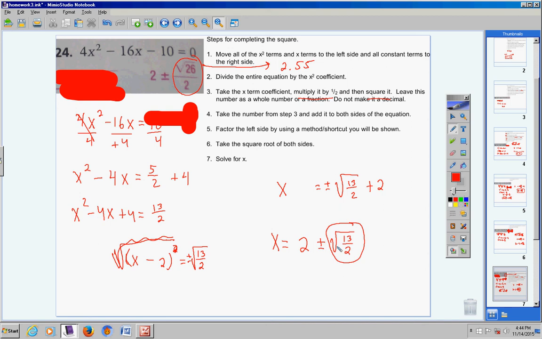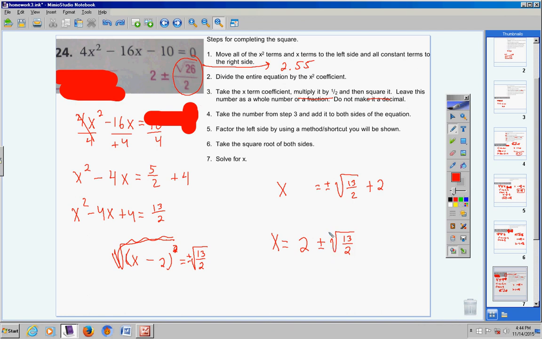Now, type this fraction in your calculator, you get the exact same thing. Take the square root and use parentheses. Put parentheses around 13 divided by 2, then close the parentheses. So you're taking the square root of this entire fraction and you'll get the exact same thing, 2.549509757.